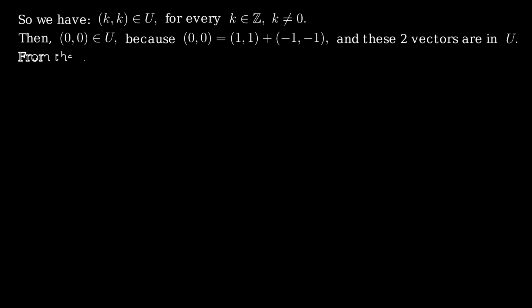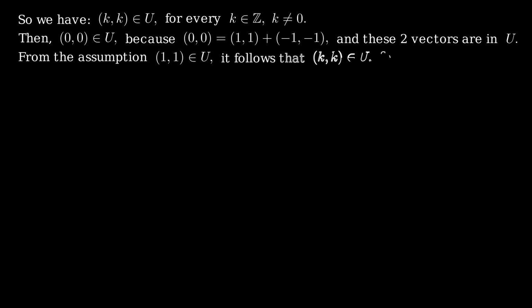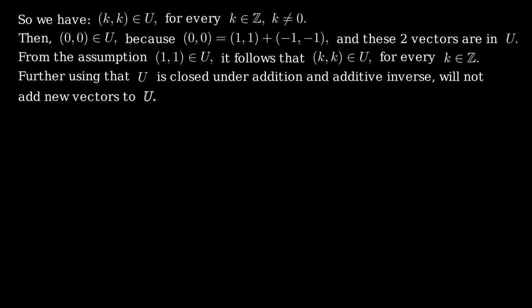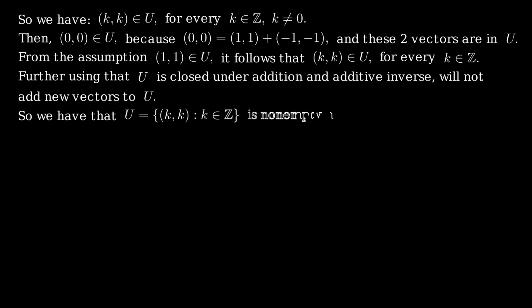So to recap, from assuming that U contained (1, 1), it follows that necessarily U must contain all vectors of the form (k, k) for k an integer. Notice that further using that U is closed under addition and additive inverse will not add any new vectors to U. In other words, the set U given by all vectors of the form (k, k) with k an integer is in fact closed under addition and additive inverse.